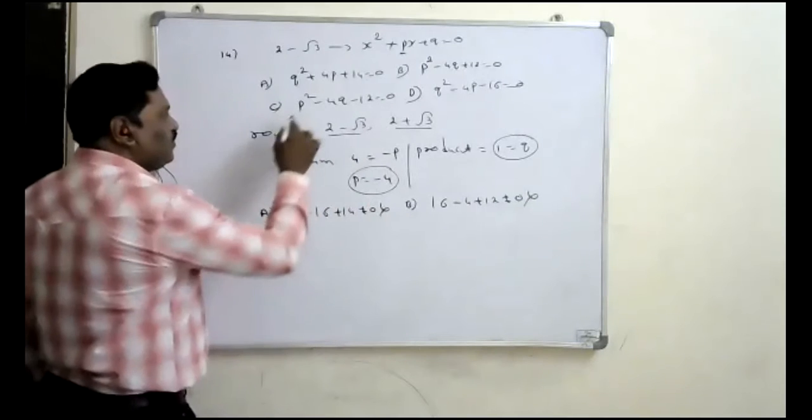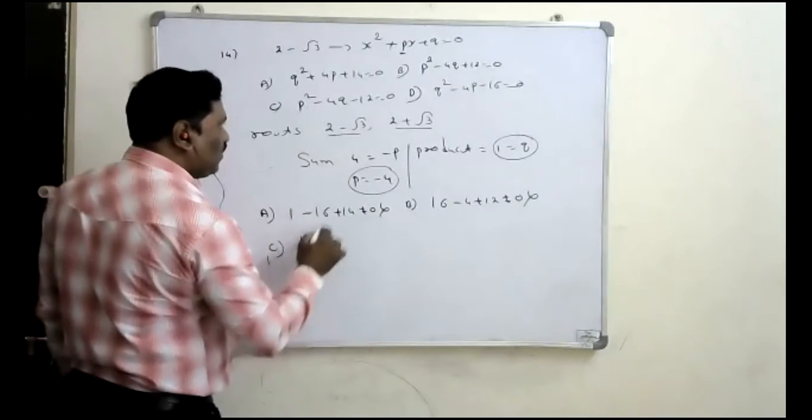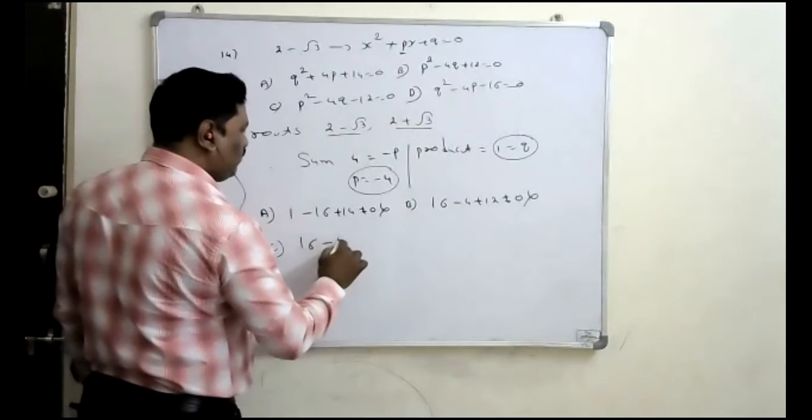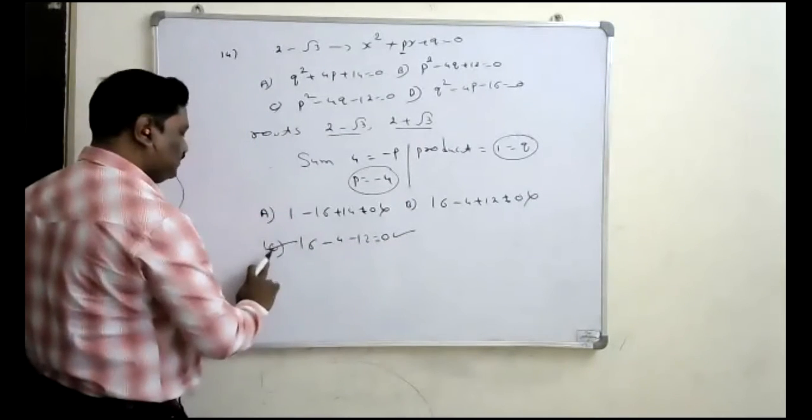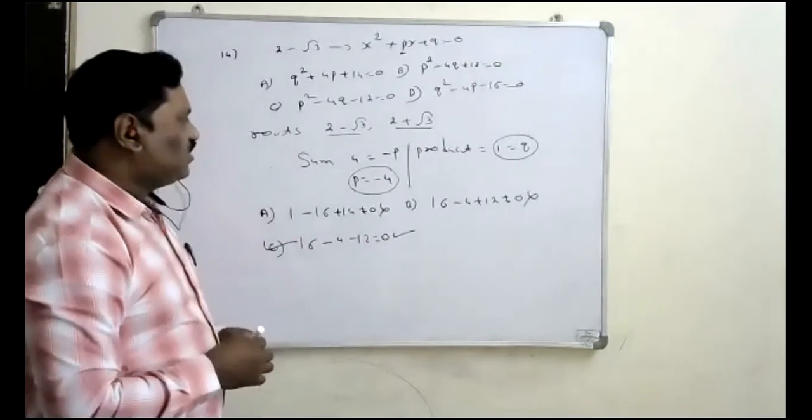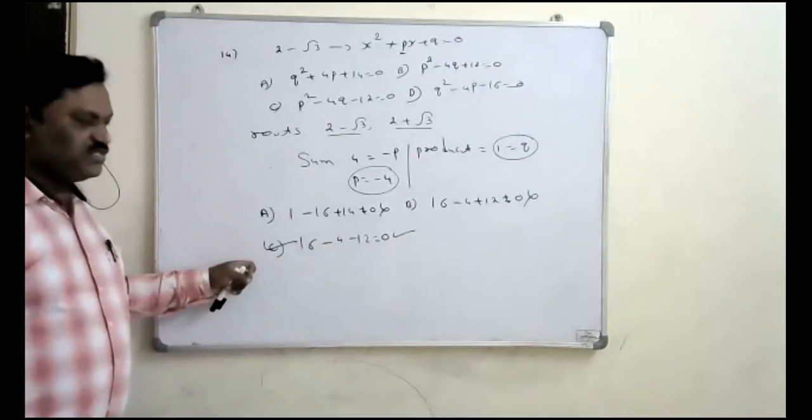Third option: p square, that is 16, minus 4q, that is minus 4, minus 12 is equal to 0. It is satisfying. So this is the answer. The D option is also not going to satisfy. That's why the C option is correct.